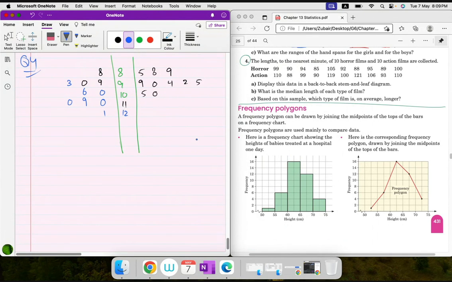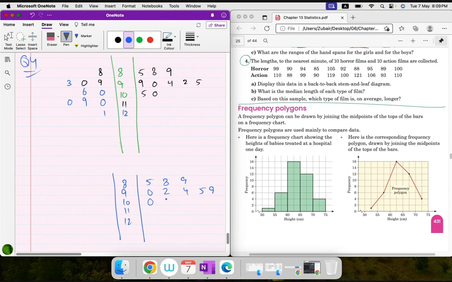This is question number 4. Now we quickly correct it. 8, 9, 10, 11, 12, or you write 80, 90, 100, 110, and 120. So in the first one, that is already in order: 5, 8, 9. The second one: 0, 2, 4, 5, 9.